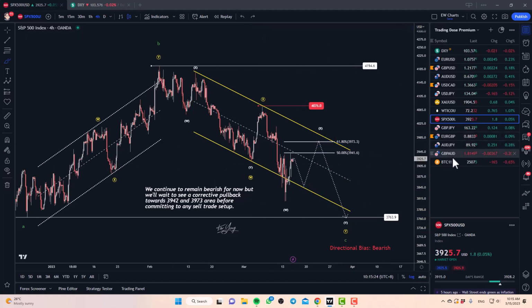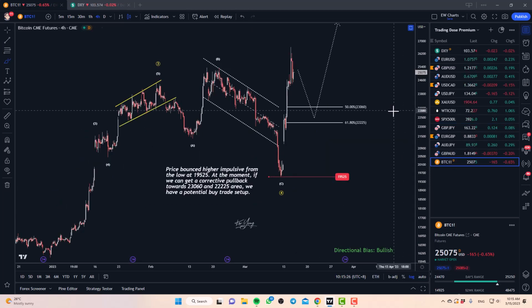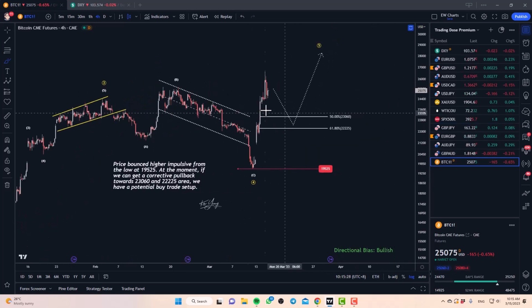Last one here on Bitcoin. Bitcoin recently kind of go against the equity side, right? Very strong rally from this little bottom here. So this is very clear, just like pound dollar. If you can get a decent corrective pullback, we'll look for the buy. So this one is quite straightforward. Nothing complex on this structure here.